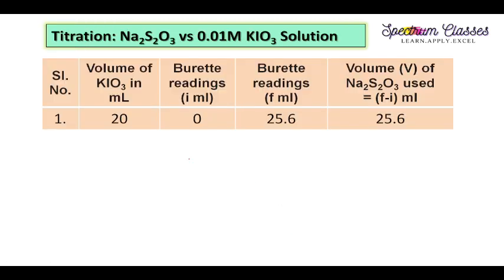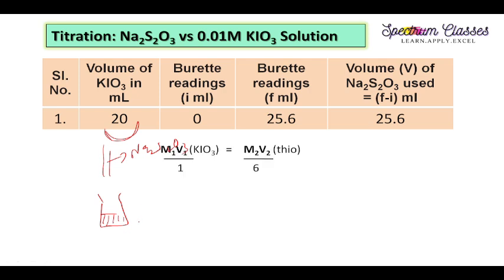Now coming to the standardization part. If your sodium thiosulfate is not standardized, then you have taken 20 ml of your potassium iodate solution in the conical flask and now you are titrating it with Na2S2O3. Then what is going to happen? So for this 20 ml, I'm just going to show you some lab activity also. So put all these values here.